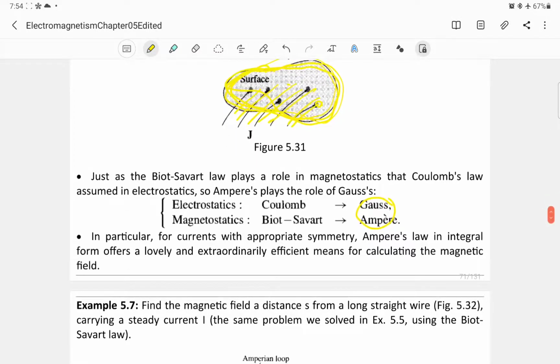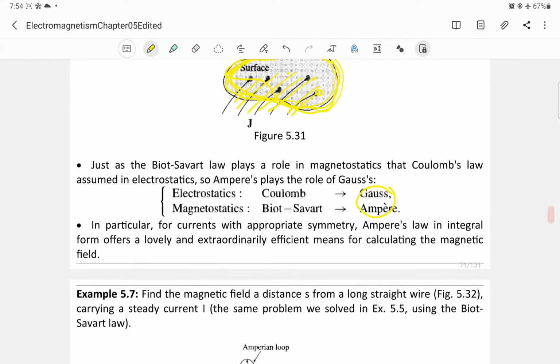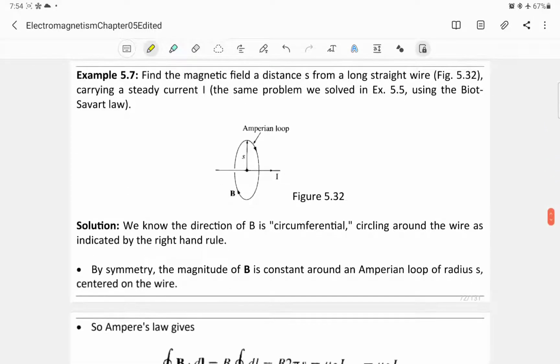So let's start with our first example for Ampere's law. Example 5.7: find the magnetic field at distance s from a long straight wire, figure 5.32, carrying a steady current I. And this is the same problem solved in example 5.5 using the Biot-Savart law. So here you have current I and you're looking for the magnetic field.